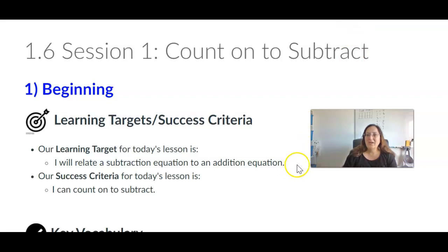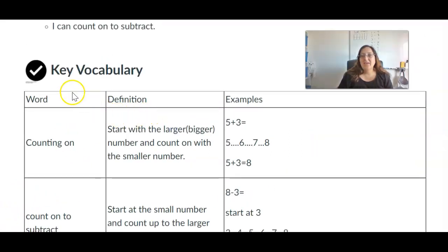Now, counting on is a strategy that you can use in order to solve subtraction problems. Key vocabulary: count on. Start with the larger number or the bigger number and count on with the smaller number.